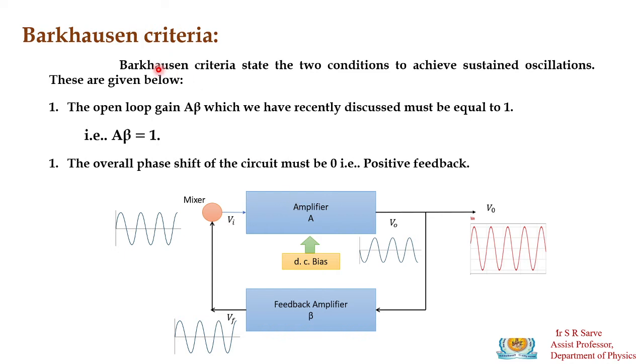What is the Barkhausen criteria? We get a continuous output having the same amplitude. That means the open loop gain must equal 1. So A into beta should equal 1. That is the criterion for Barkhausen.